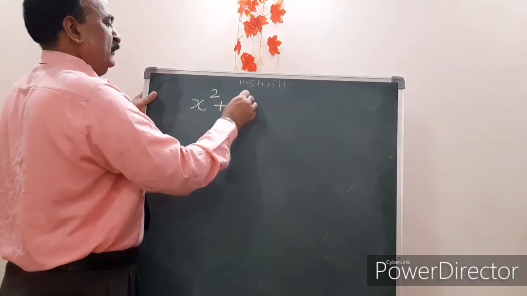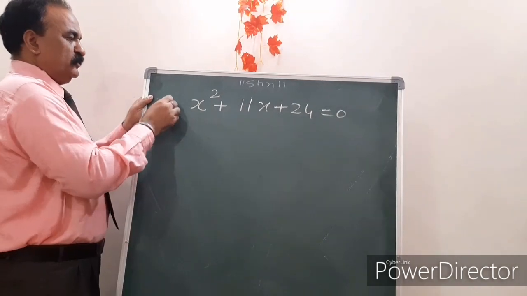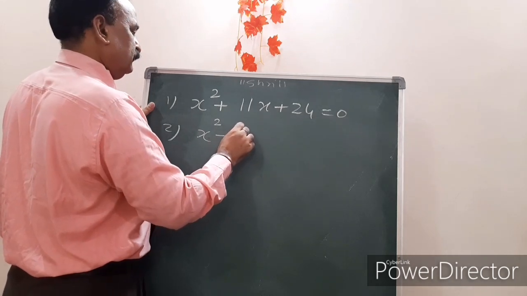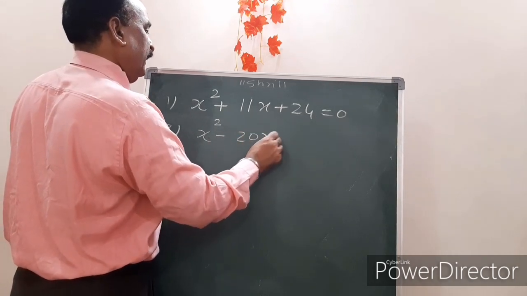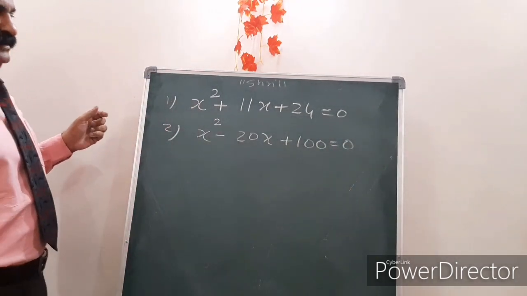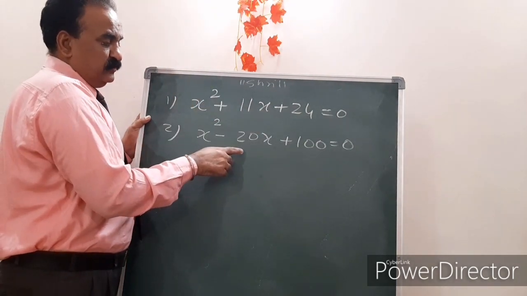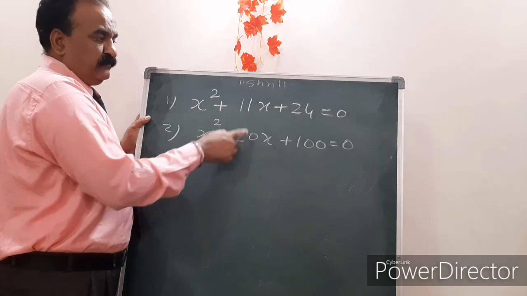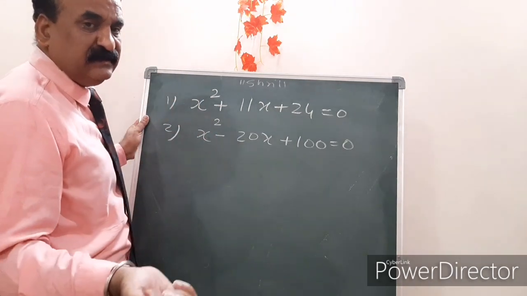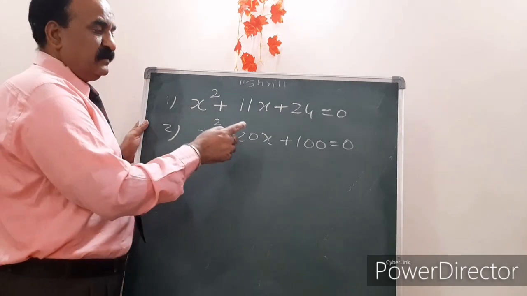x square plus 11x plus 24 equal to 0. You can do this question and you can do this question also: x square minus 20x plus 100 is equal to 0. When you solve the first question, D is greater than 0, and when you solve this, D is equal to 0. You can find this solution and just find out whether D is greater than 0, roots are real but not equal, and when D is equal to 0, roots are real and equal.